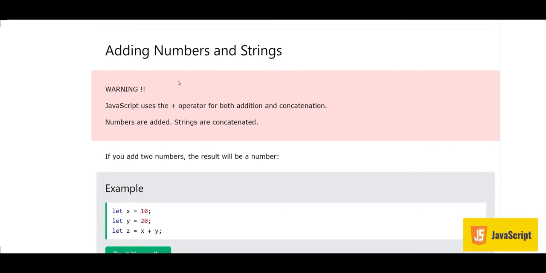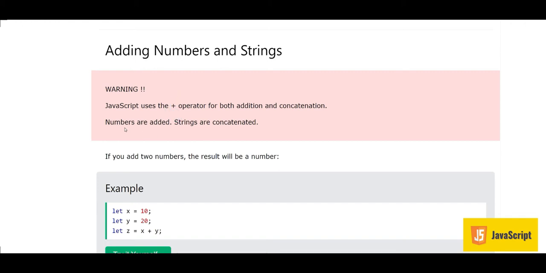Another important concept: adding numbers and strings. Warning: JavaScript uses the plus operator for both addition and concatenation. So numbers are added, and strings are concatenated, with the same symbol, which is the plus operator. This can create confusion, so you need to be very clear about how it will behave in different situations.